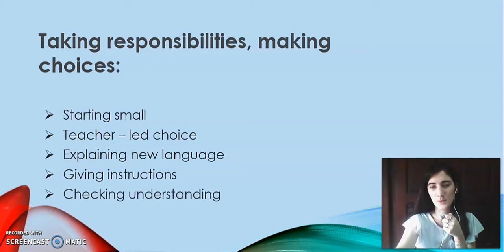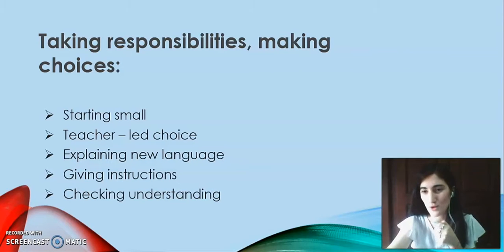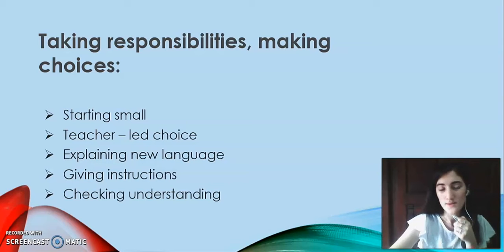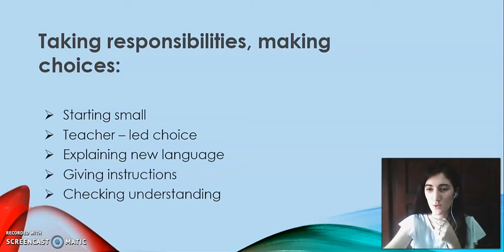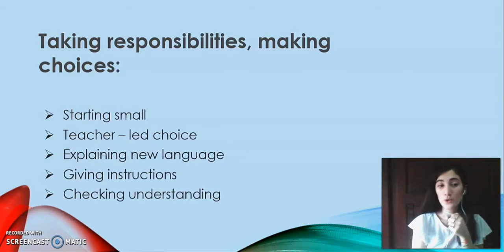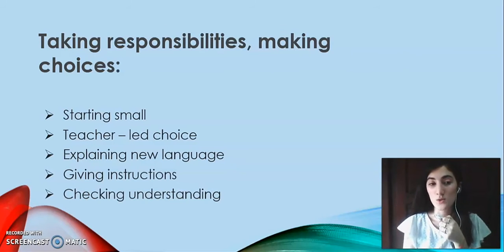Checking understanding. We know that we don't have to ask them, "Do you understand?" because they will say yes when they don't. So try to ask a student, "Can you explain to me what you have to do?" Or if you use flashcards or images to give instructions, try to make them arrange them in the correct order or show you the correct image so you know that they understood what they have to do.